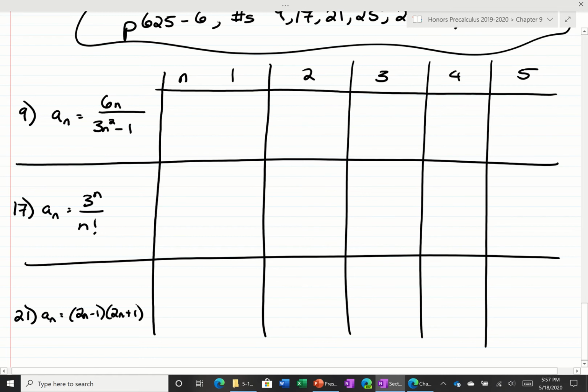Alright, so if n is 1, this is going to be 6 times 1 over 3 times 1 squared minus 1, which would be 6 over 3 minus 1 is 2, which is why the answer is 3. If you were to plug in 2, you'd have 6 times 2 over 3 times 2 squared minus 1, which would be 12 over 12 minus 1 is 11.